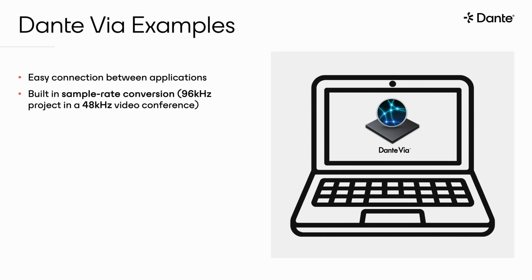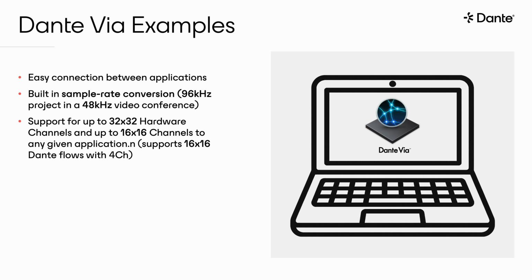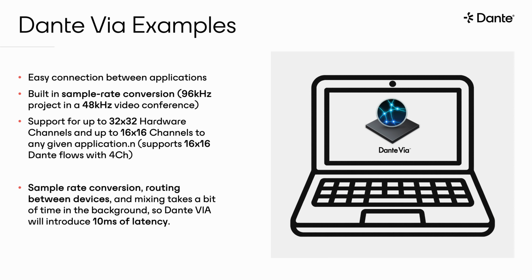So you can share your 96 kHz project in a 48 kHz video conference. The number of channels in Dante Via will also expand as you add routes. It supports a maximum of 32 by 32 connections and up to 16 by 16 channels to any given application. Sample rate conversion, routing between devices, and mixing takes a bit of time in the background, so Dante Via will introduce 10 milliseconds of latency.